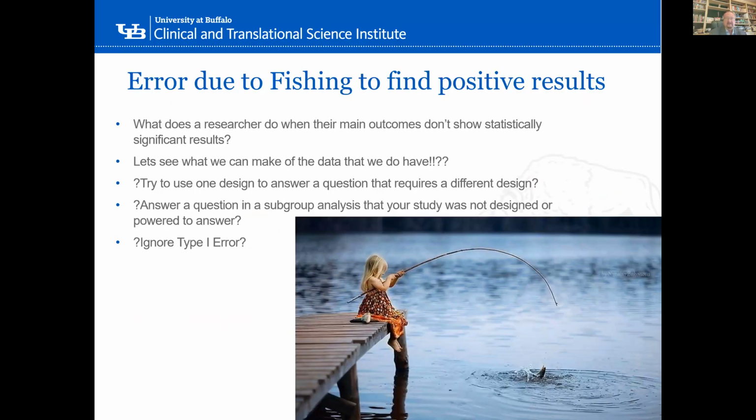Error due to fishing to find positive results. What happens when researchers get data and the main outcomes don't show statistically significant results? Well, often they'll say things like, let's see what we can make of the data that we do have. That can be problematic because you're trying to use one design to answer a question that requires a different design. And you're trying to answer a question in a subgroup analysis that perhaps your study wasn't designed or powered to answer. If you ask enough questions, you may get positive results based on chance alone, and maybe ignoring this feature.